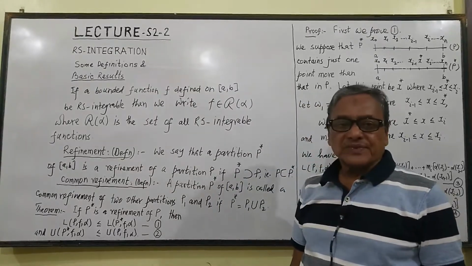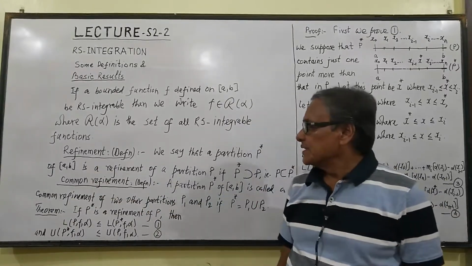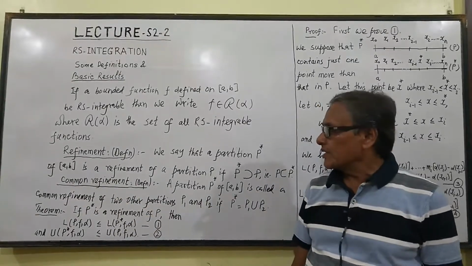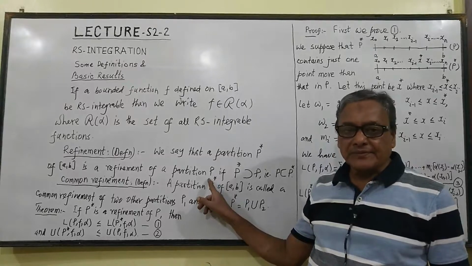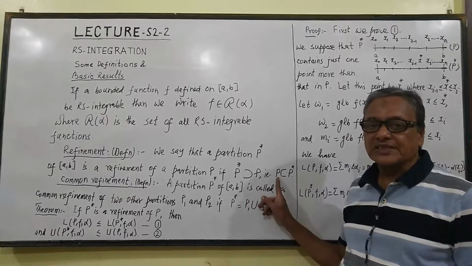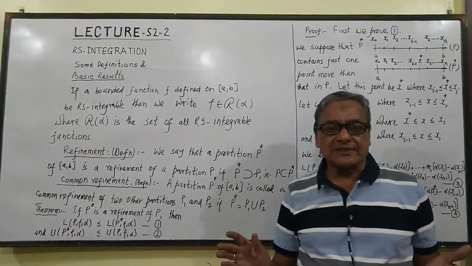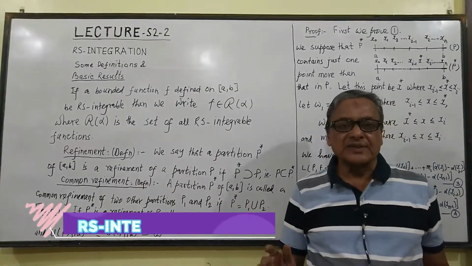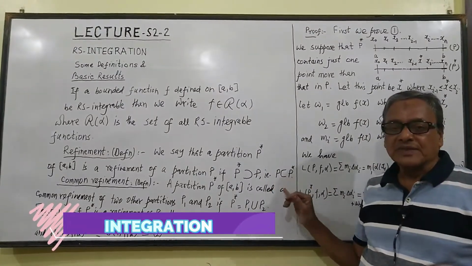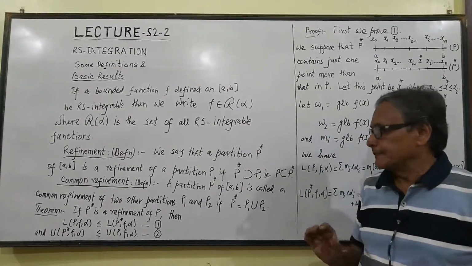Now we are going to define certain terms. The first term is refinement. We say that a partition P star of a given interval [a, b] is a refinement of a partition P if P star contains P, that is, P is a subset of P star. So naturally P star is the larger set and P is the smaller set, such that all the points of P are contained in P star, with some more points in P star other than those of P.